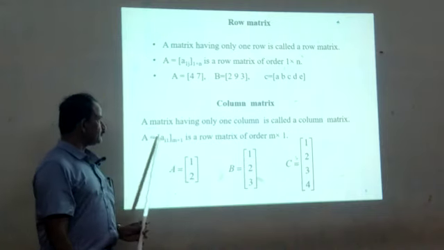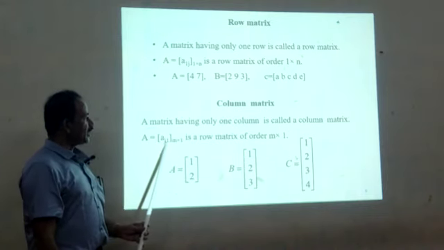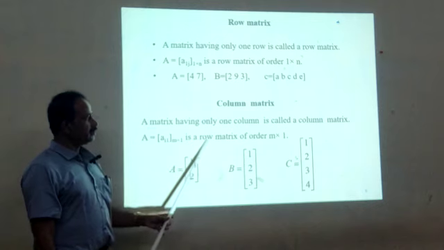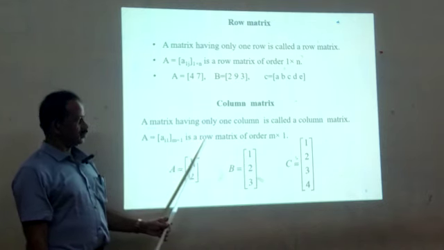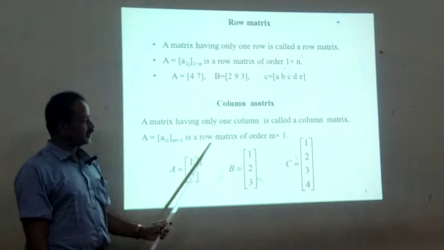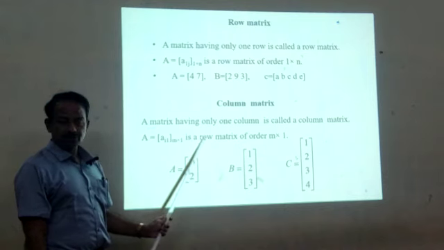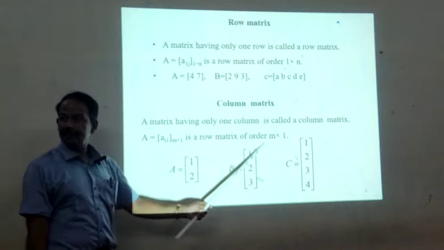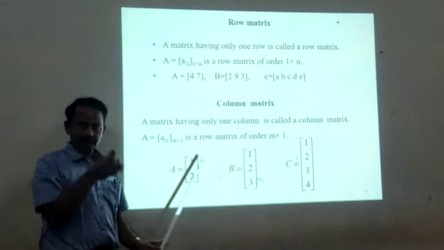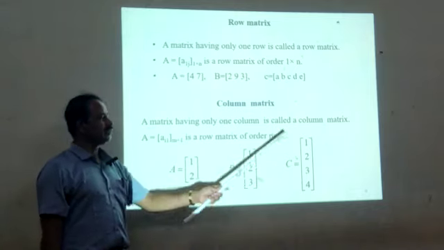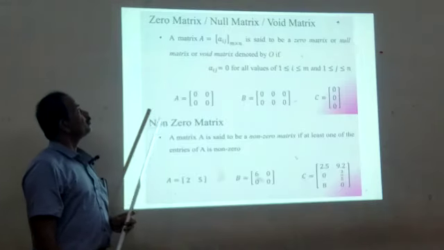One column. A equals [aij] of order m by 1 is a column matrix. So this is a column matrix. So there's a mistake here. So it's a column matrix. It is not a row matrix. It's a column matrix of order m by 1. So A equals 1 2 in a single column, B equals 1 2 3 and C equals 1 2 3 4.